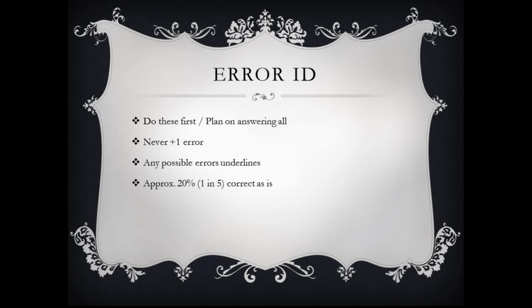The 4th tip is that approximately 20% of the error ID questions are correct as they are, and that equates to about 1 in 5 questions. So don't be afraid every now and again to mark it correct as is.